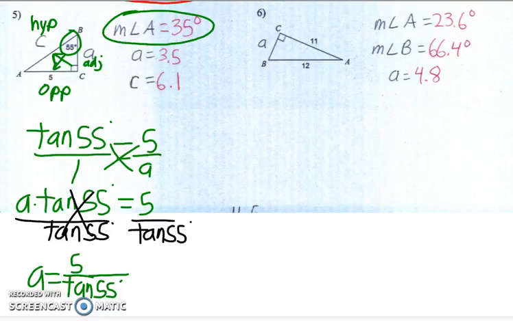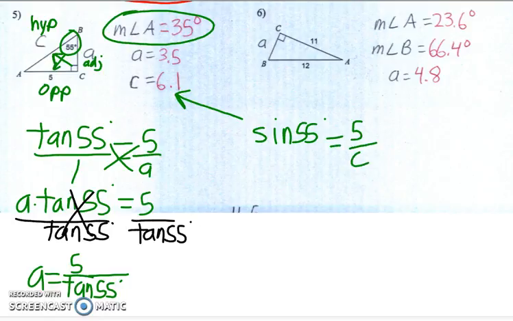To solve for our C, let's see, 5 is opposite, that's the given number, and our C is hypotenuse. Which one has opposite over hypotenuse? That would be sine. So we'll have sine of 55 degrees, this is for this problem over here, equals 5 over our variable C.